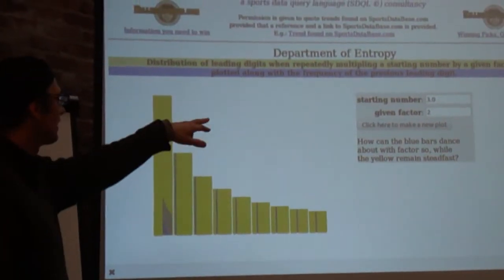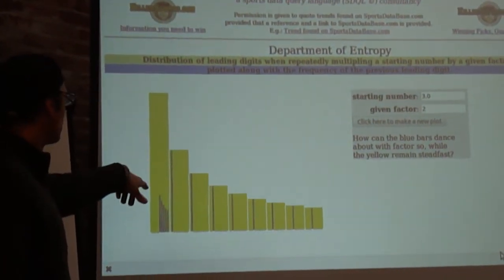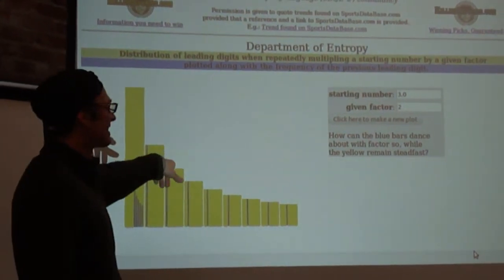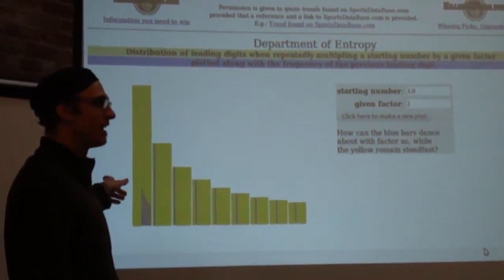So for example, we're starting with the number 3. So then you put a little mark in the 3 column. 1, 2, 3. And the next number is 6. The next number is 12. So the leading digit is 1.